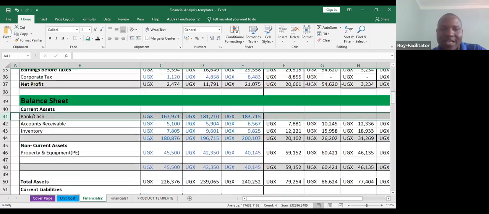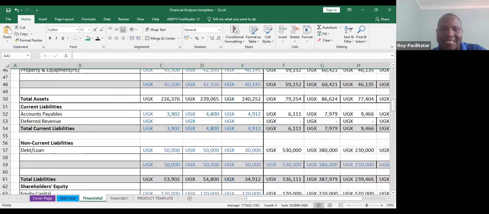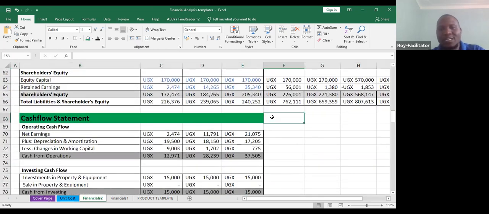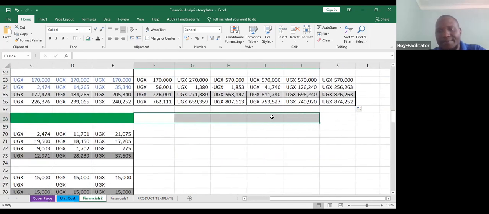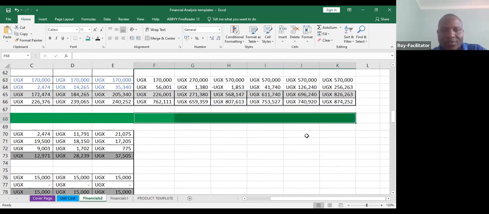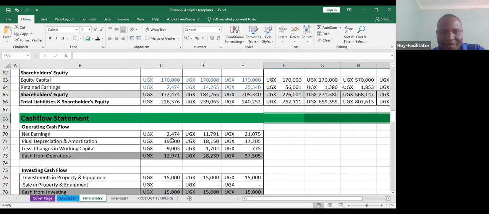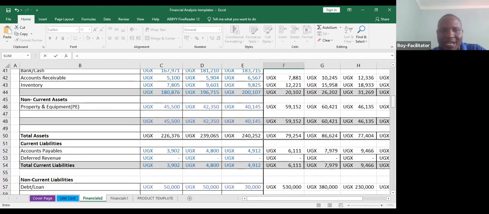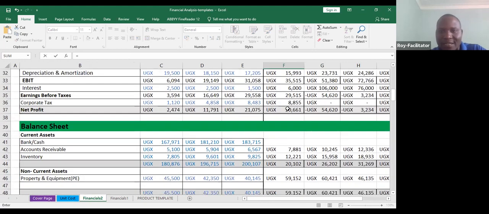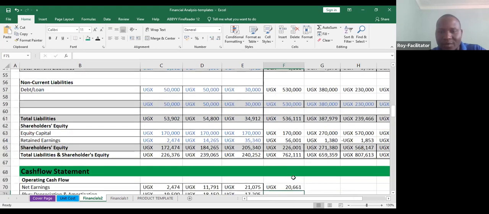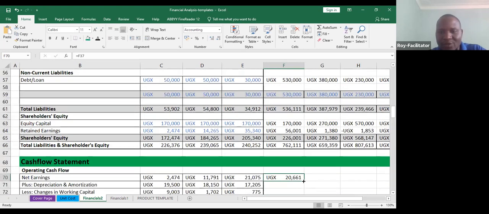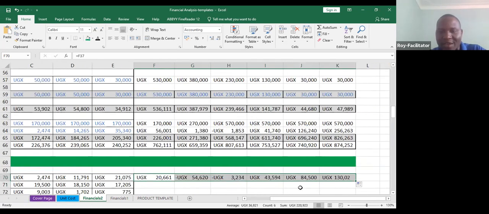So we've worked on the income statement, we've worked on the balance sheet. So we go on the cash flow statement. On the cash flow statement, I'll go and pick. So we start with the net earnings. Net earnings are what you earn, your profit or loss. So I'm going to pick my profit or loss here and put it there. Okay, and extend. So it will pick the earnings from the other years. Okay, there we go.